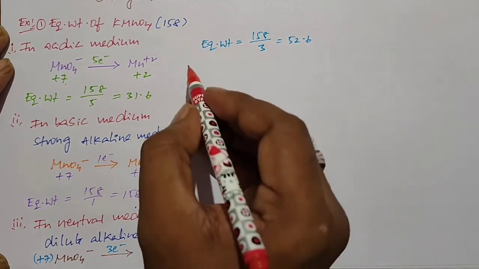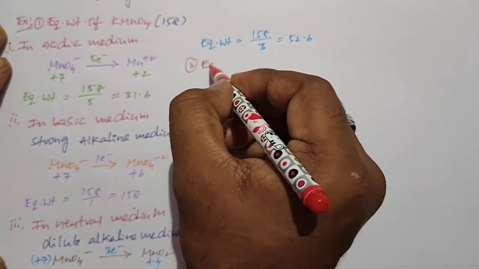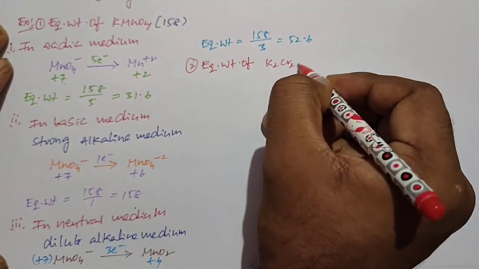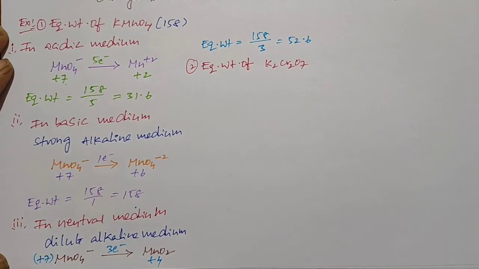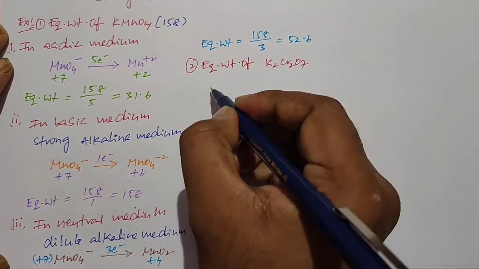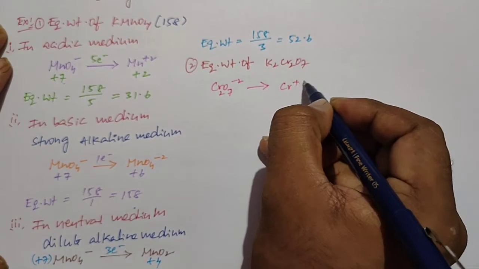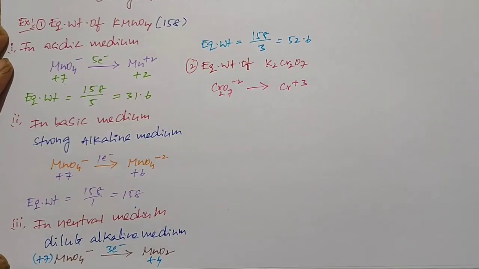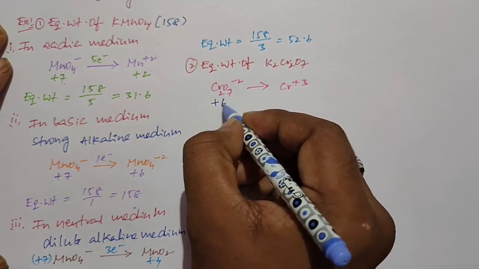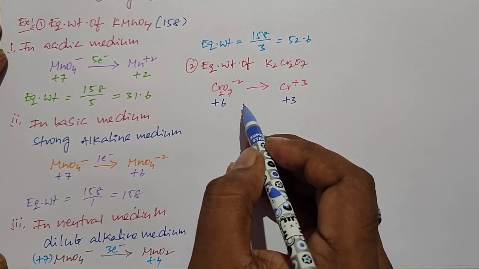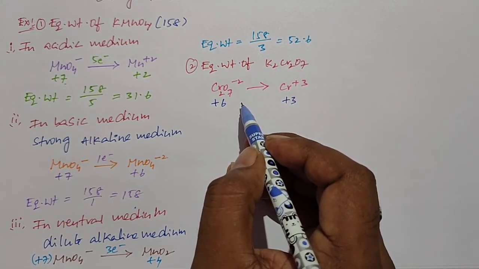Now I will take the second example, that is equivalent weight of potassium dichromate, K2Cr2O7. So here the dichromate, Cr2O7 2 minus, is converted into Cr 3 plus. The oxidation state of chromium here is +6, here +3. So the change in oxidation state is 3, or 3 electrons are gained by the dichromate ion.